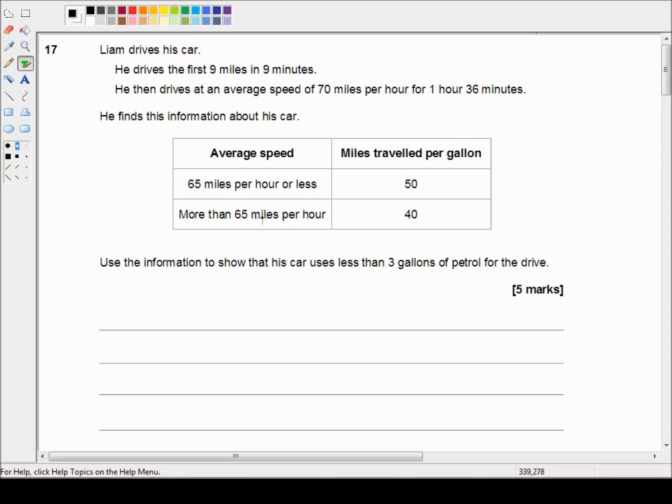Okay then, so let's have a look. He drives the first 9 miles in 9 minutes. Well, 9 miles in 9 minutes is 1 mile per minute, which is 60 miles in 60 minutes, which is 60 miles per hour. So 9 miles at 60 miles per hour, which is less than 65 miles per hour, means he gets 50 miles to the gallon. So he would have to travel 50 miles to go through 1 gallon. So he's using 9/50ths of a gallon.